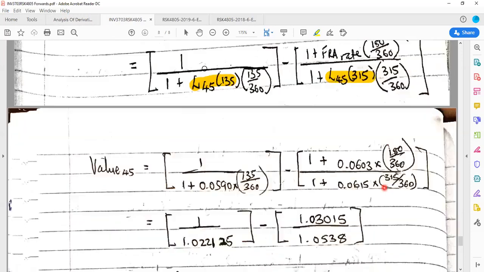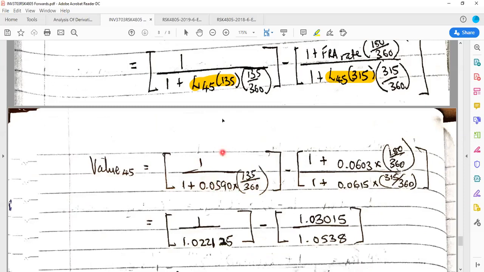This is where we say H plus M minus G over 360. And then this is 1 plus, this is H minus G over 360, 135. So we enter this into our calculator. You do this bit by bit. You do the bottom part, right?